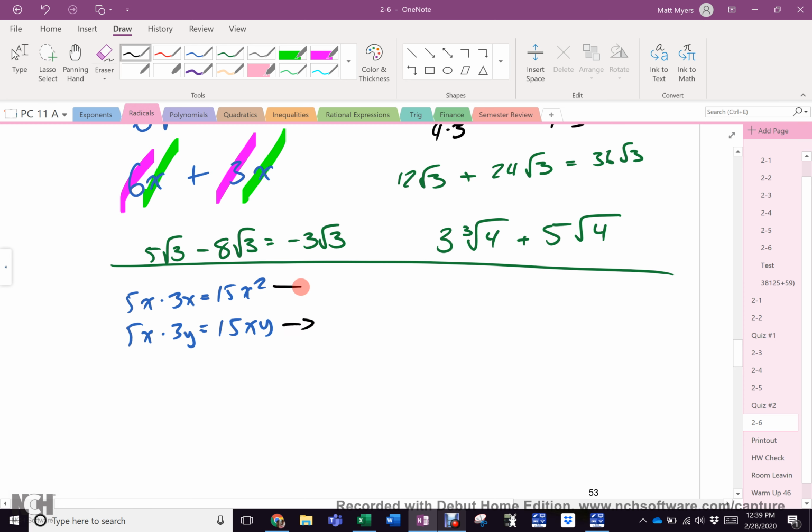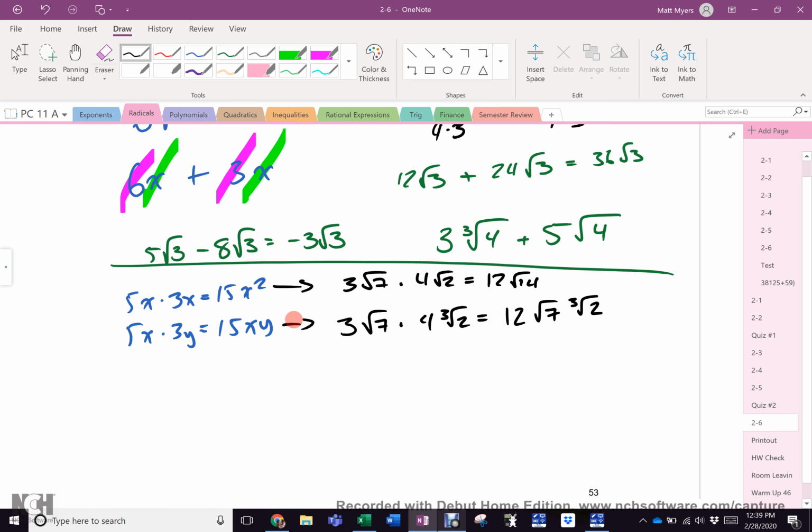What would you tell me the answer to 3 root 7 times 4 root 2 is? Okay, what would you tell me this answer is? Absolutely. It looks ugly, but you're bringing your previous knowledge forward because math's always the same. Everyone is good? Watch out for that.